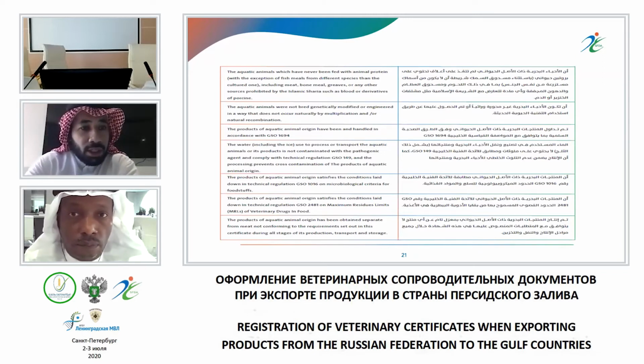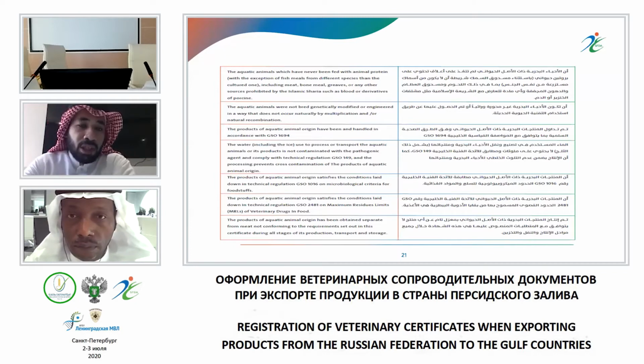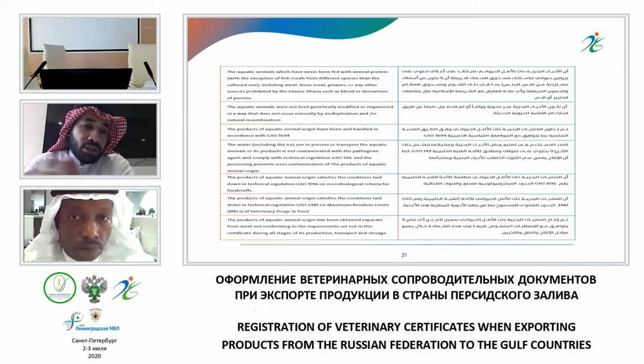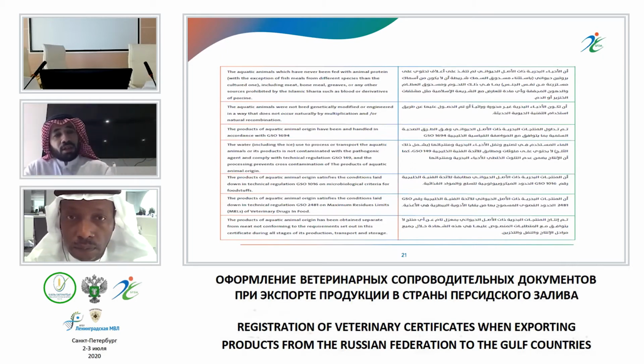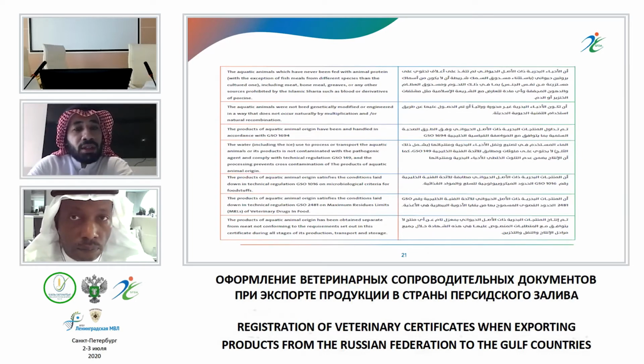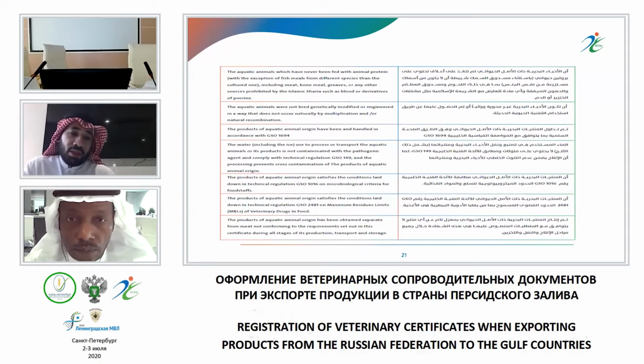The next point is the aquatic animals were not bred genetically. So this is basically about genetically modified products, and to ensure that the products are not genetically modified. The next point is the products of aquatic animal origin have been handled in accordance with the GSO 1694. So this standard talks about the method of handling the product.